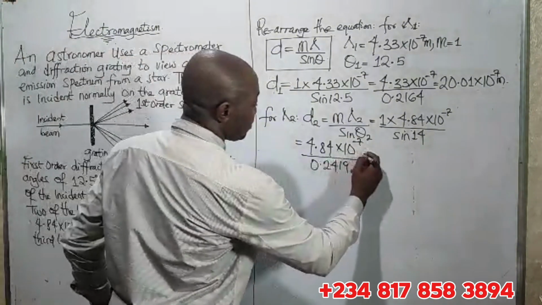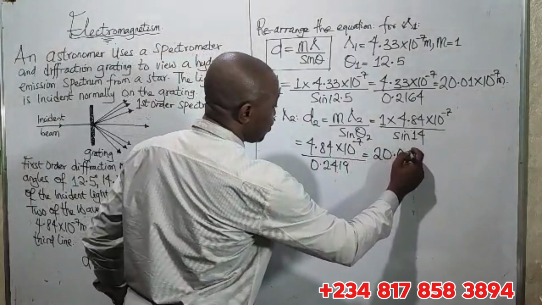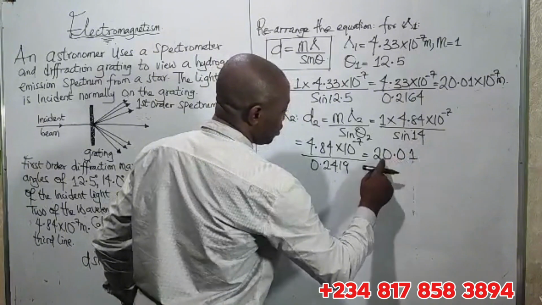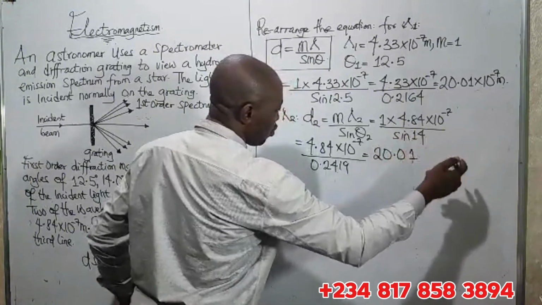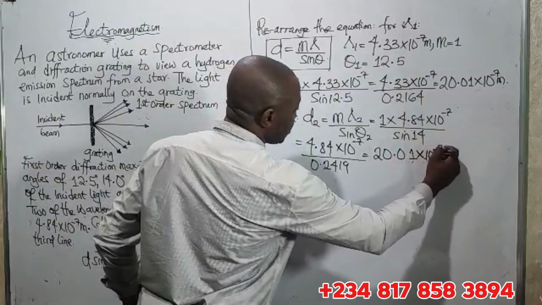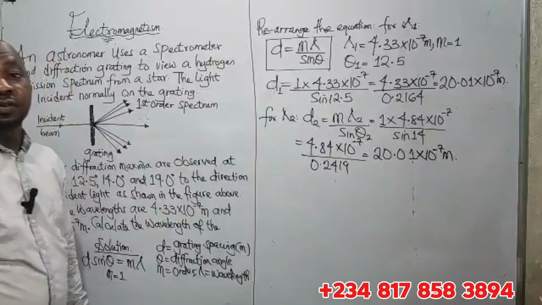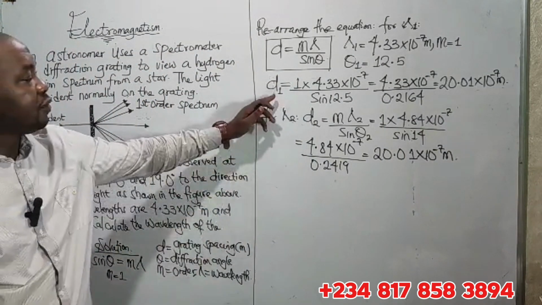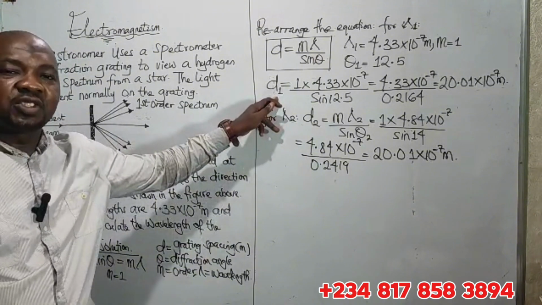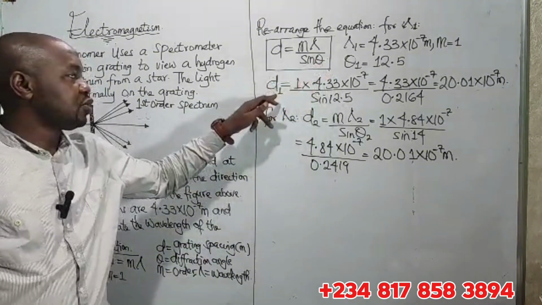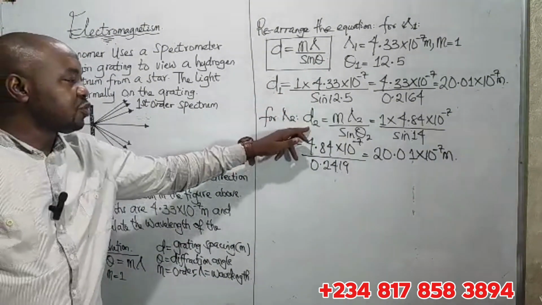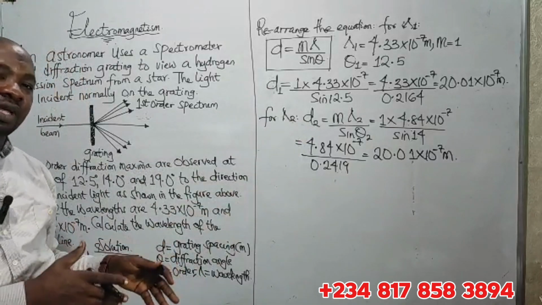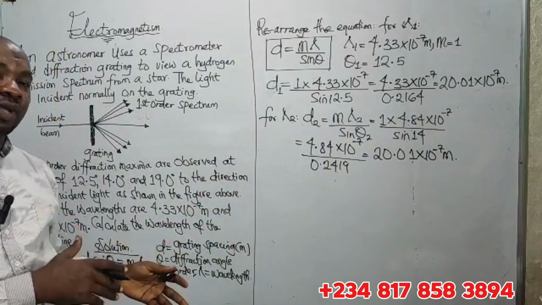20.009, which will be 20.01. Now we multiply by 10 raised to the power of minus 7. Then the unit is meters. So we now have the grating spacing for wavelength 2. So to calculate the grating spacing for wavelength 3, remember we want to calculate wavelength 3.